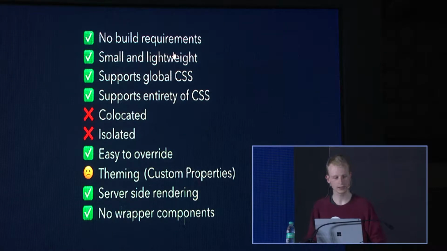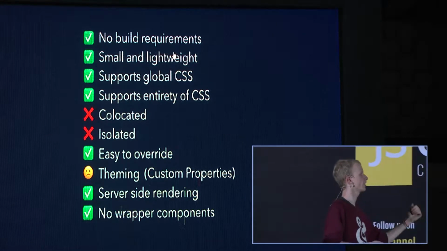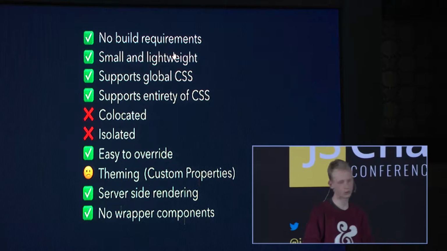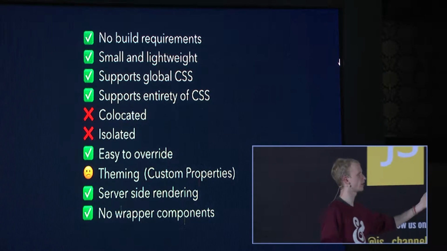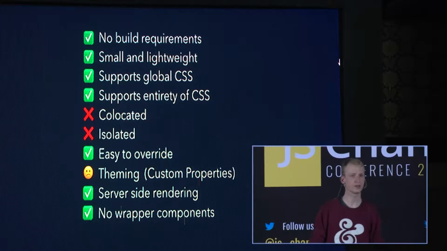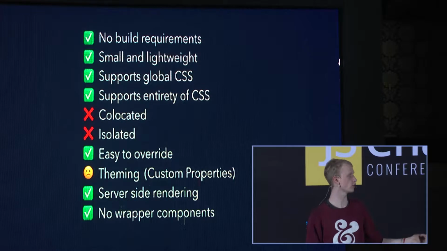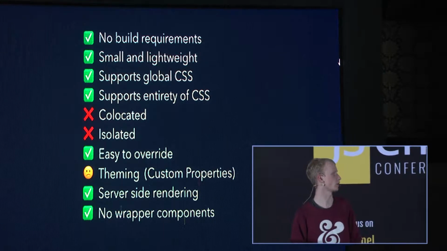So let's take a look at the checklist for CSS. This is plain CSS, and it's pretty green if you look at it. It doesn't have any build requirements. It's the smallest and most lightweight it could be. It supports global CSS, obviously. It supports the entirety of CSS, obviously. It is CSS. It's not co-located, and it's not isolated, but it's easy to override. It does server-side rendering fairly well, and it doesn't have any wrapper components.